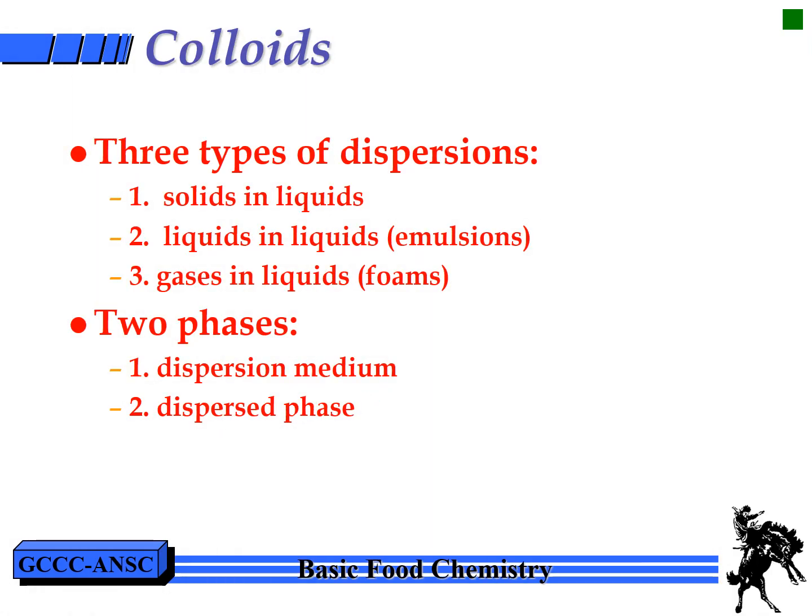So for the intents of foods that we're talking about in food chemistry, in the colloids we're looking at three different types of dispersions. So we're looking for something that's solid within a liquid, or you're going to have a liquid within a liquid, which is called an emulsion. And then if we're trapping or dispersing gas within a liquid, that is a foam. Okay. And so it comes in two distinct phases. We have the actual dispersion medium and the dispersed phase.